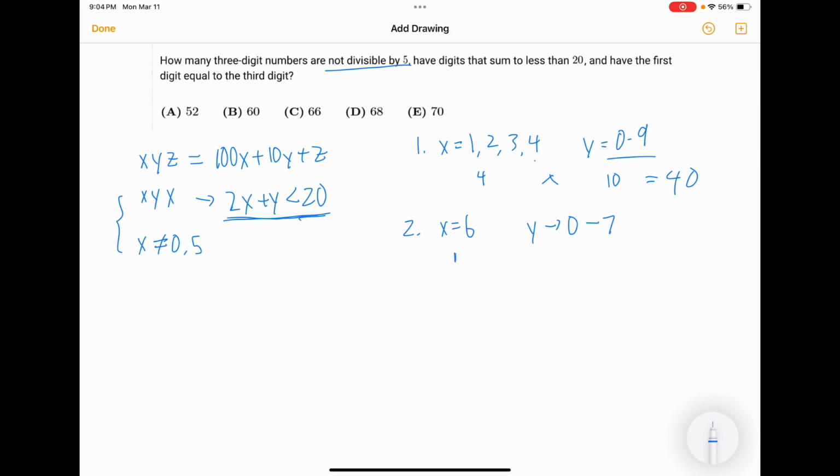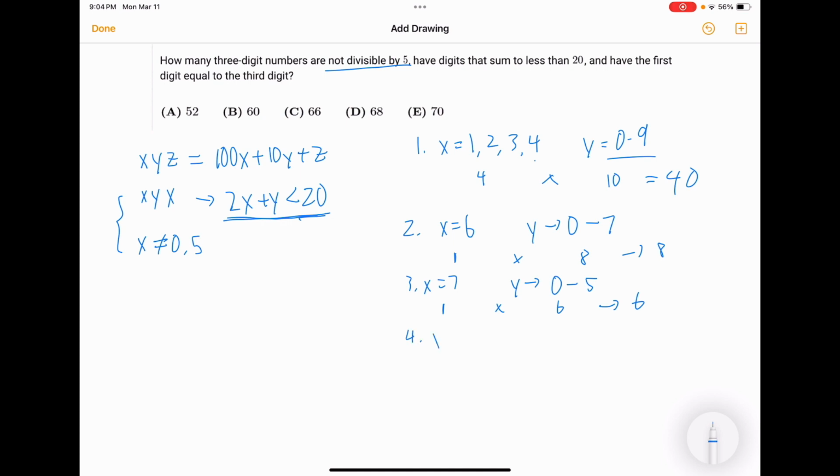So we have 1 choice for x and 8 choices for y, which yields 8 possible combinations. When x is 7, y can be in the range of 0 to 5. Plugging it in, 7 times 2 is 14, so y must be less than 6, meaning the range is 0 to 5 because it cannot include 6. So we have 1 choice for x and 6 for y, giving 6 total combinations for when x is 7.